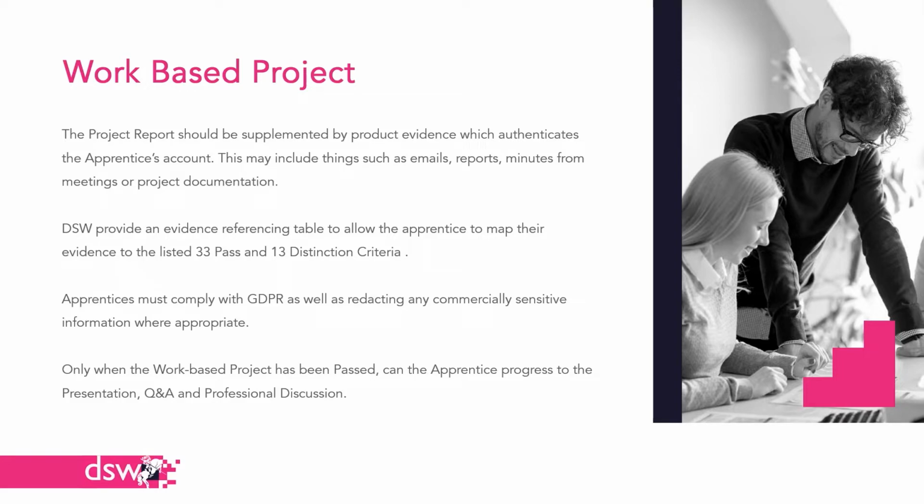The final project report should be completed using the project template available in the toolkit. The apprentice must also complete the referencing table from the toolkit, mapping their evidence to the pass and distinction criteria. Instructions on how to complete this are in the referencing table itself. Once the project report has been completed and submitted to DSW for assessment, it will be marked and graded within 5 working days of being submitted. Feedback will be given to the apprentice before the presentation is carried out. The apprentice must pass the work-based project in order to progress to the next assessment method.